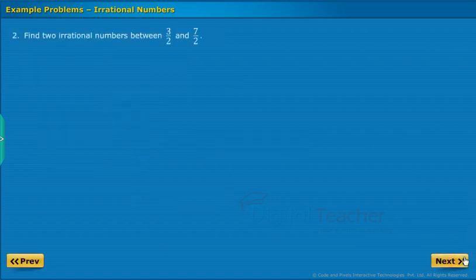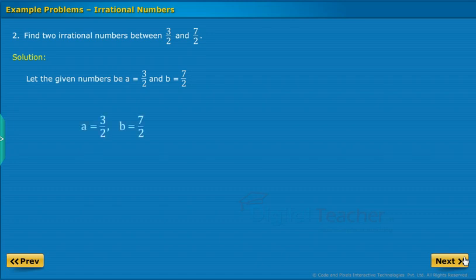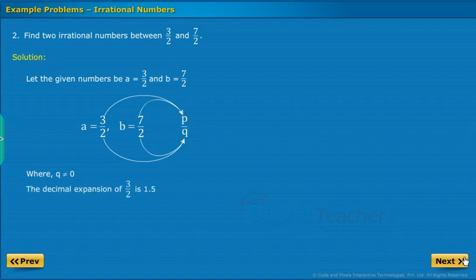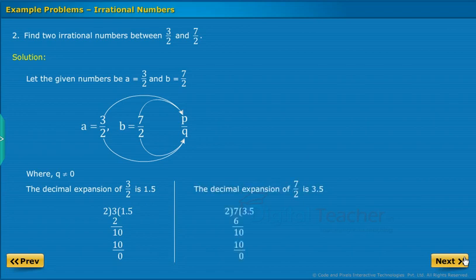Find two irrational numbers between 3/2 and 7/2. Solution. Let the given numbers be a equal to 3/2 and b equal to 7/2. We observe that both the numbers are rational since they are in the form of p by q, where q is not equal to 0. Initially here, we need to find the decimal expansions of the given two numbers. The decimal expansion of 3/2 is 1.5, and similarly, the decimal expansion of 7/2 is 3.5.